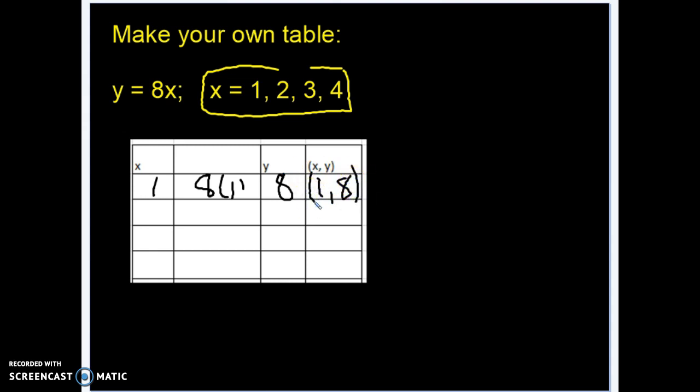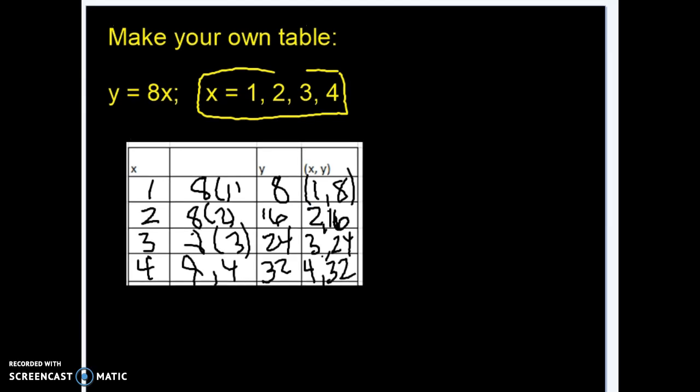So go ahead and pause this, fill in the rest of the table, and when you're finished, hit play again. So you should have gone ahead and put in 2 for x, so you would have done 8 times 2 is 16, which then means that your ordered pair is 2, 16. You'd put 3 in. 8 times 3 is 24, so our ordered pair would be 3, 24. And then we'll do our last value. X is 4, so you do 8 times 4 is 32, so your last ordered pair would be 4, 32.